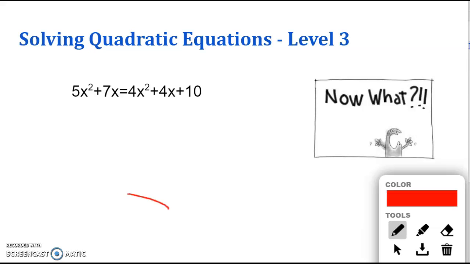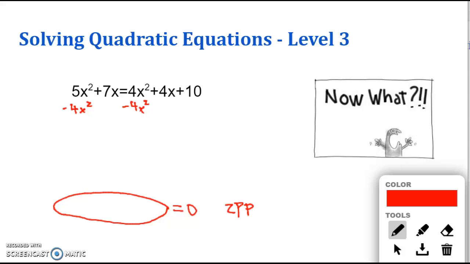So I want to have some sort of quadratic expression that is equal to 0. I wanted to set it to 0. That's my goal, so that I can use the zero product property. Okay, so how do I do that? Well, I see the x squared terms on both sides, so I need to subtract one of them, because I want to bring this over to the other side. And how do I do that?